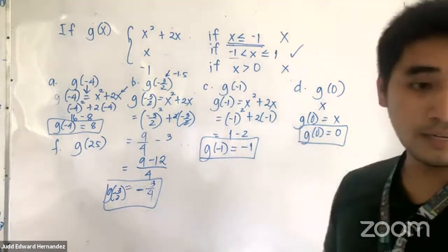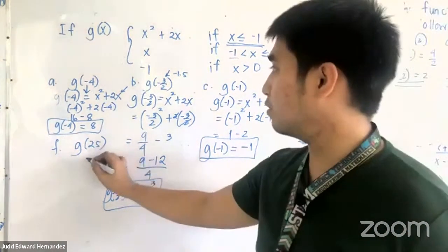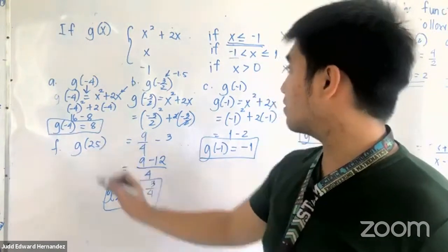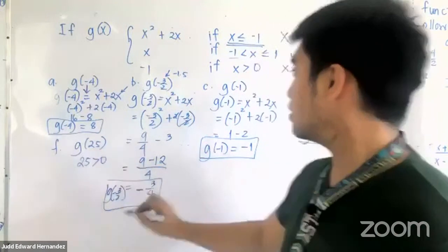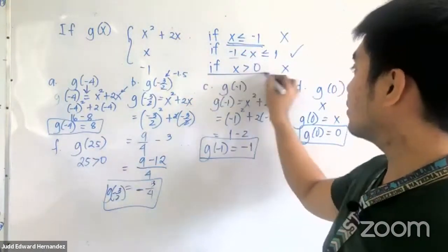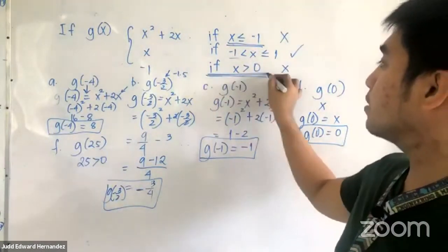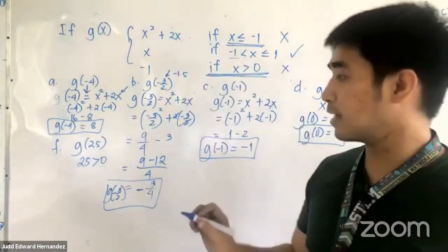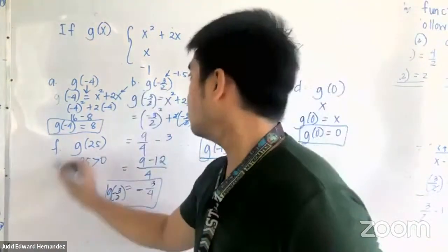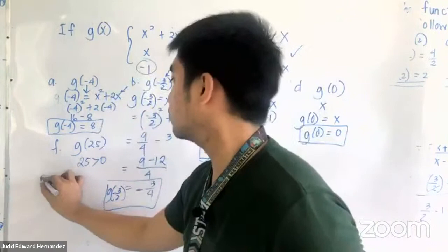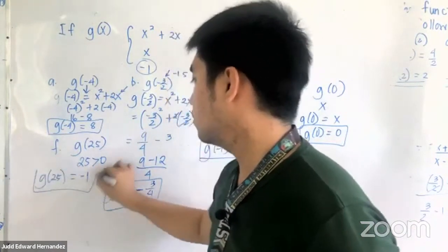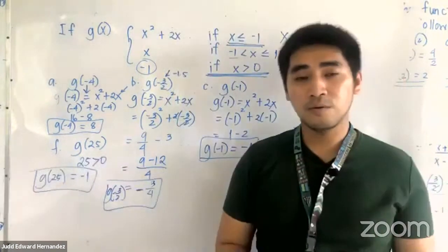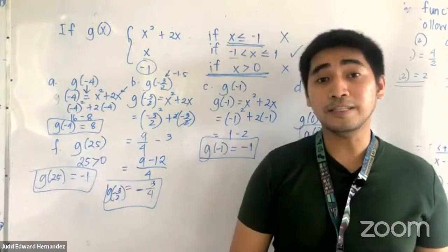And for the last one, we have g of 25. 25 is greater than 0, so it will fall under this condition. At kapag greater than 0 yung mga given na x natin, remember that we will only be using negative 1. Therefore, g of 25 is equal to negative 1. So that is how we solve for piecewise functions.